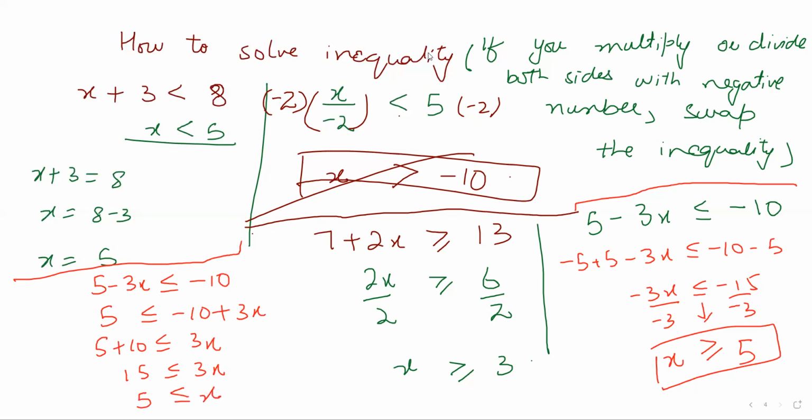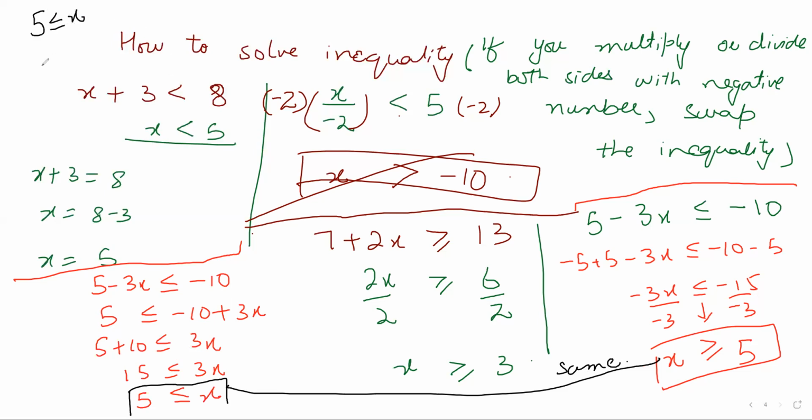So now, can you see that we are getting two answers? It is 5 is less than or equal to x, or x is greater than or equal to 5. So it means both of these things are the same. 5 is less than or equal to x is the same as x is greater than or equal to 5. Both of these inequalities are the same. So you can solve your inequality in either way, you will get the same answers. Got this point? Yes, teacher.